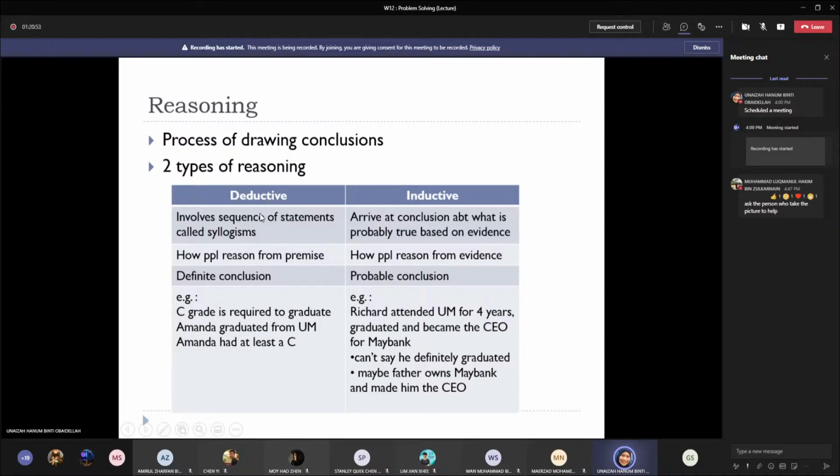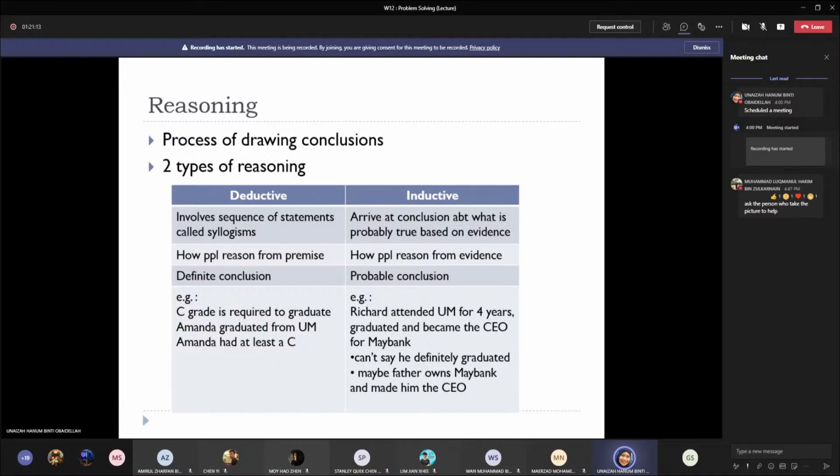An example of deductive reasoning: let's say a C grade is required to graduate from UM. Amanda graduated from UM, therefore Amanda had at least a C grade. So that's the combination of premise and conclusion that we use.